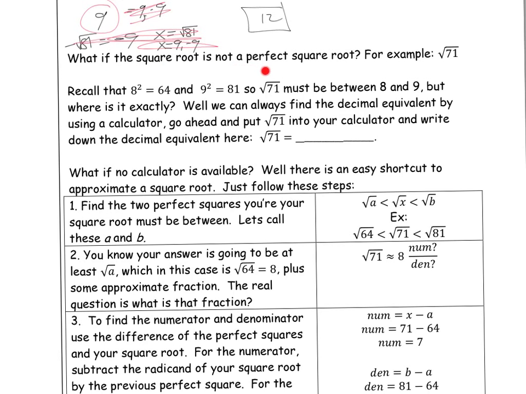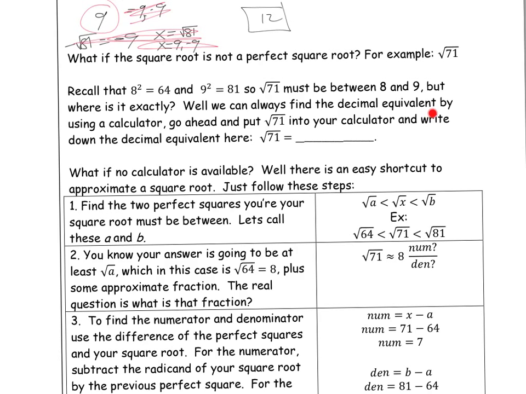It says, what if the square root is not a perfect square root? For example, the square root of 71. That's not a perfect square root. That doesn't equal some nice, neat number like 9 or 12 above. It's going to be something more than 8, and I'll explain how I know that. We recall that 8 squared is 64 and 9 squared is 81. Well, 71 is between 64 and 81. Therefore, the square root of 71 must be between 8 and 9. But where is it exactly?